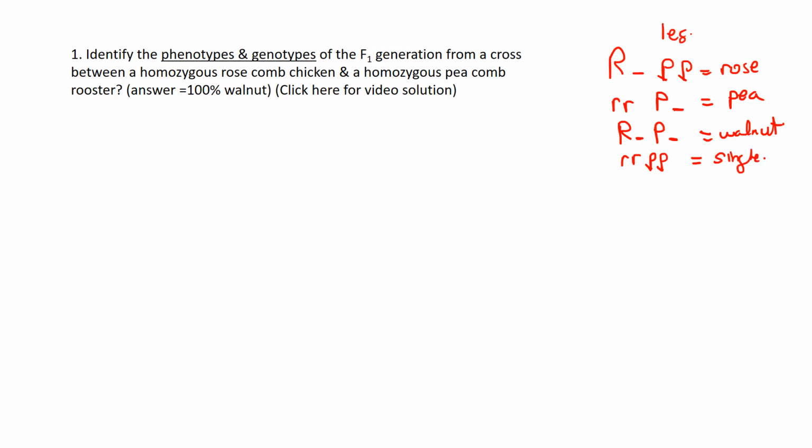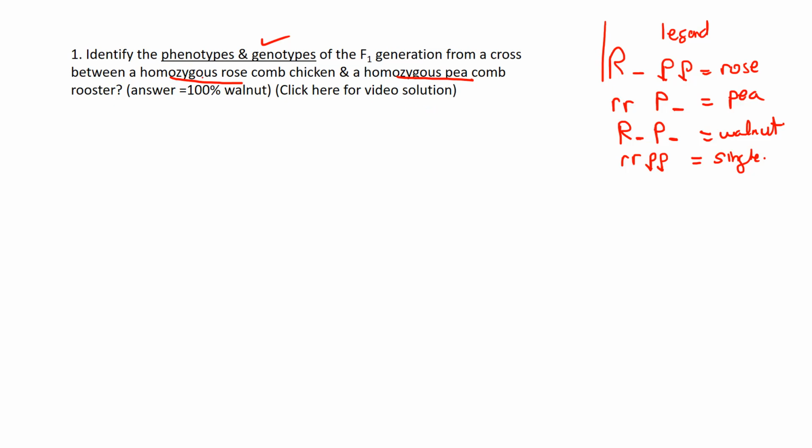So that's our legend, quite complicated. That's why we put it right in the note package on page 46 for you. Now we're ready to take a look at the question. So there's a legend. Then we're going to underline some parents here. It says identify the phenotypes and the genotypes, so we know we've got to do a Punnett square. F1 generation from a cross between a homozygous rose and a homozygous pea-comb rooster.